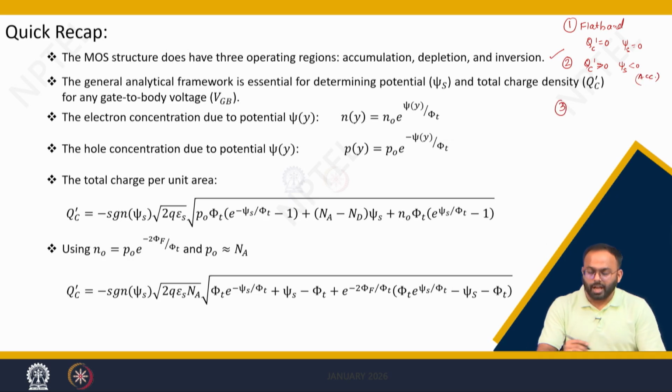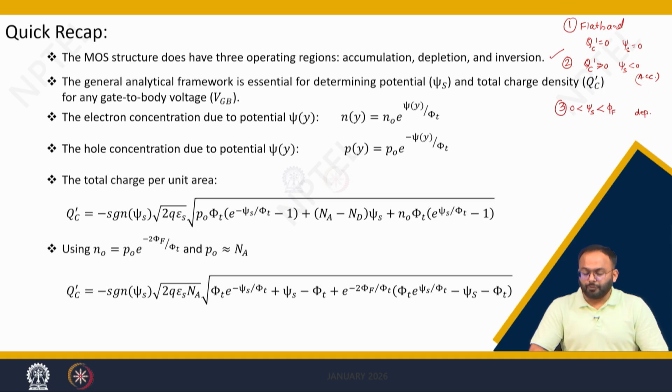Then we argued what will happen if the VGB is increased towards the positive side. If the gate to body voltage increases towards the positive side, it will repel the holes deep into the body and hence uncovered immobile ions will come to the surface. That is called depletion. So, if surface potential is greater than 0 but less than or equal to phi f, then you are in depletion.